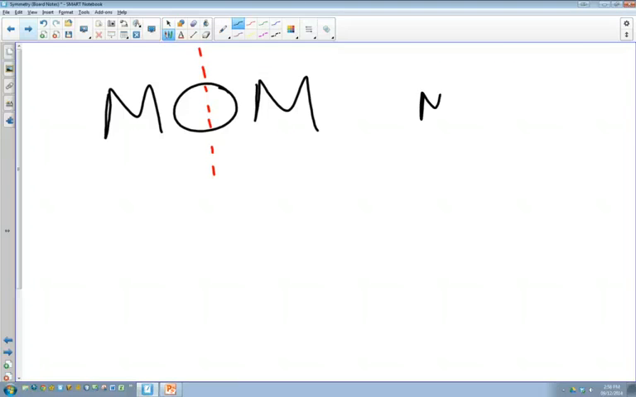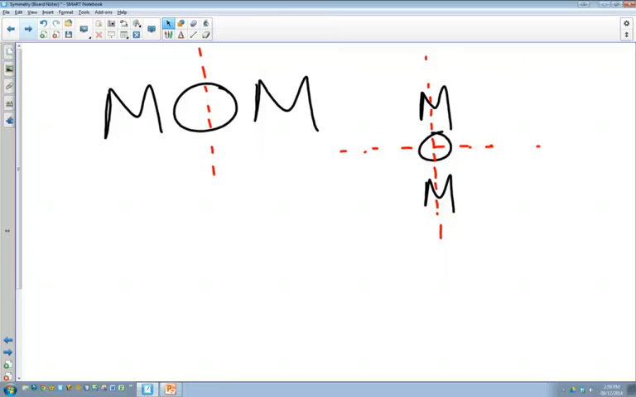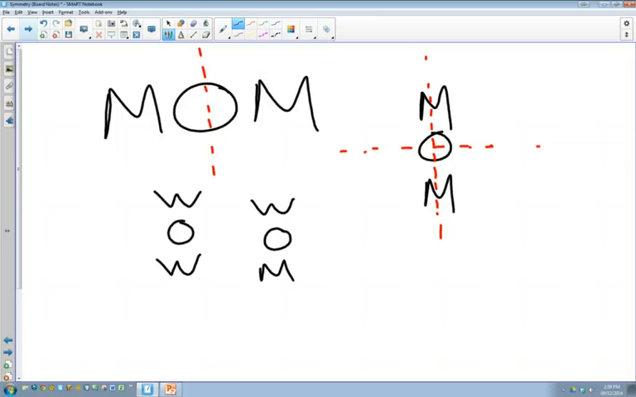Now, what if I write the word mom this way? Is it still a vertical line? Can it be a vertical line? Think of it like a piece of paper. If I fold it over, would they be the same? Now, this is horizontal. Could it fold? What could I do to alter that? How about that? That's not really a word. Wom. But notice how with this one, I can now reflect it on that line.